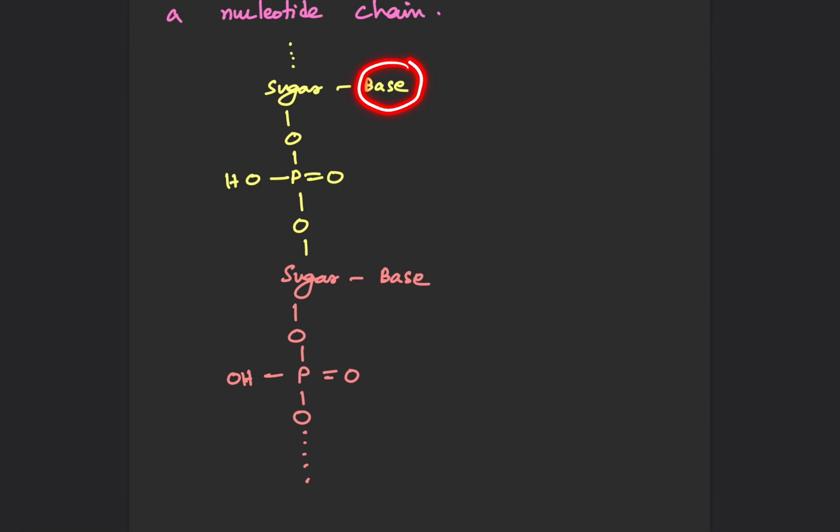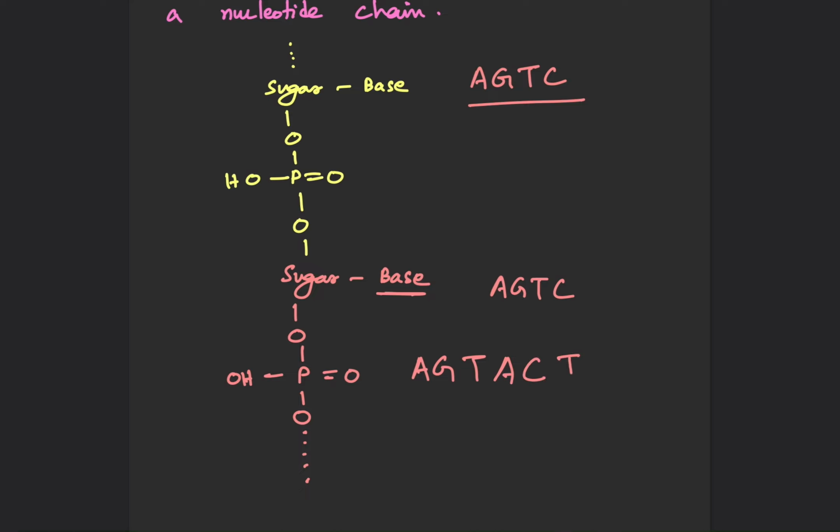So obviously this base can be, for example, in the case of DNA, anything out of A, G, T, C, right? Adenine, guanine, thymine, cytosine can be anything. Similarly, this base also can be adenine, guanine, thymine, or cytosine. So this base order, for example, A, G, T, A, C, T, is one example of an order. So this base order or sequence is known as the primary structure.